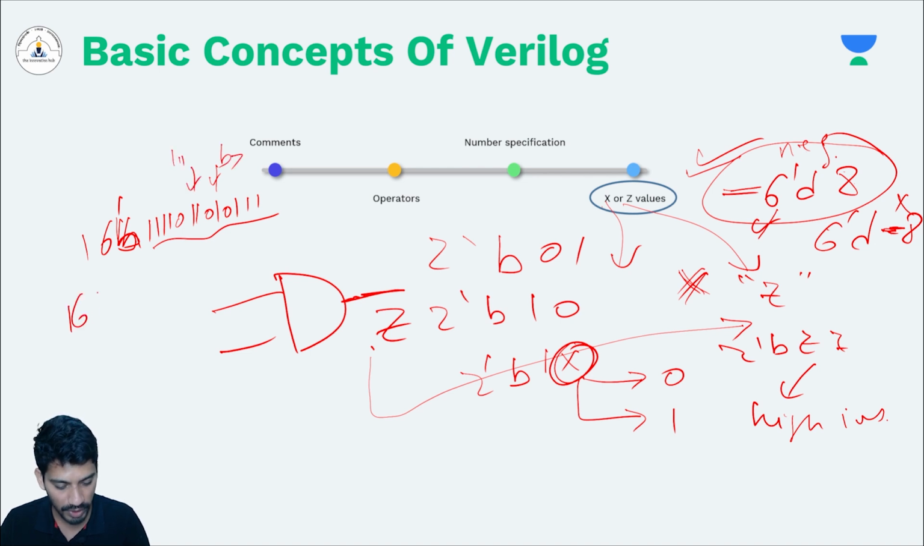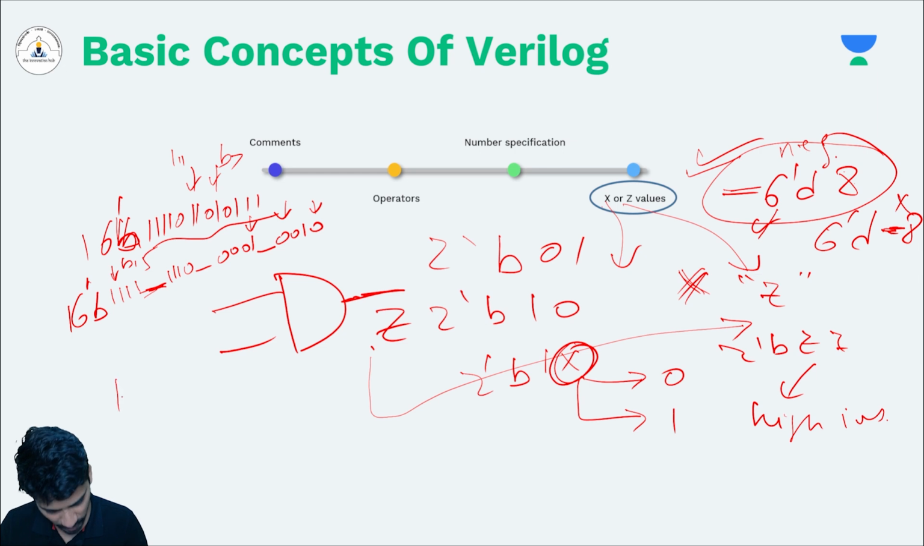So you can use an underscore operator like this: 111 underscore 1110 underscore 0001 underscore 0010. So that you can see, okay, this is bit 0, this is bit 3, this is bit 4, and this is bit 15. Easily you can identify. The underscore operator you can use.